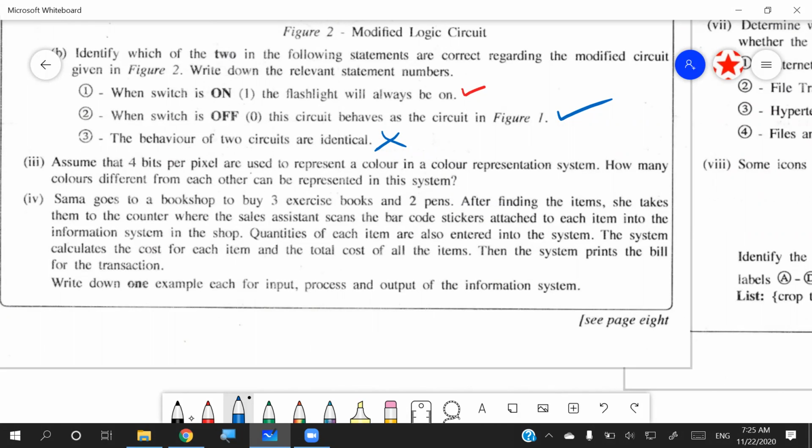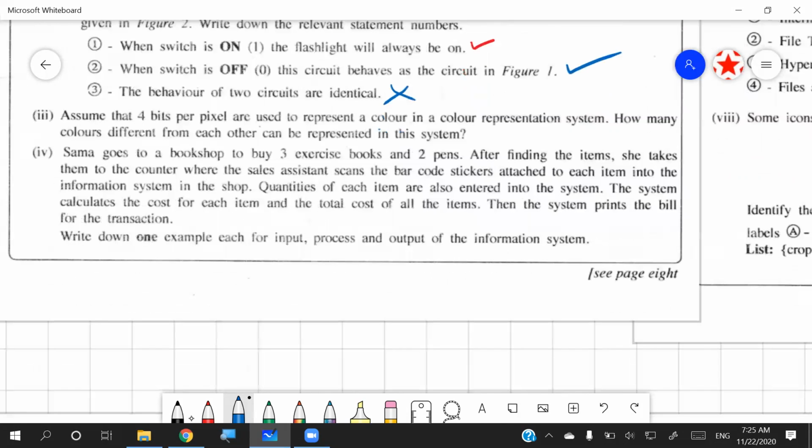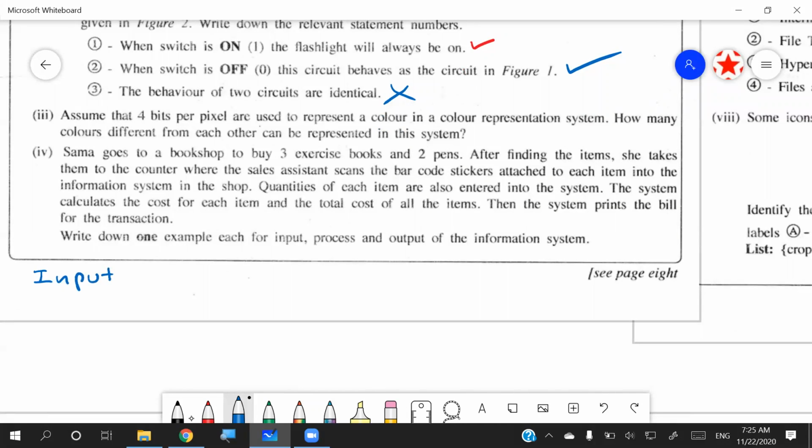After finding the items, she takes them to the counter and the sales assistant scans the barcode. So I'm going to put the inputs in blue color. So scans barcode, right? And here the barcode itself is going to be an input, right? And the sticker attached to each item is entered into the information system in the shop. Quantities of each item are also entered into the system, so quantities of each item is going to be an input as well.